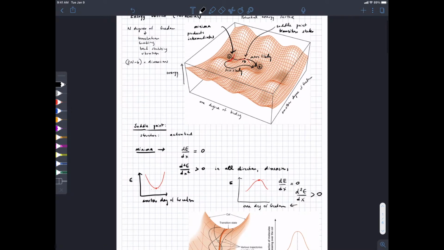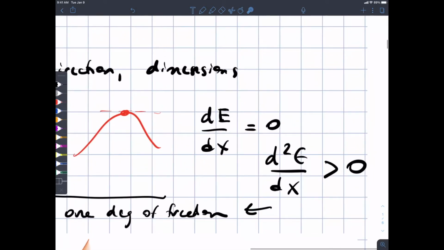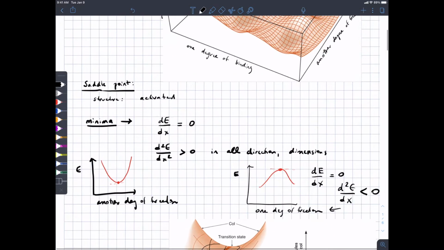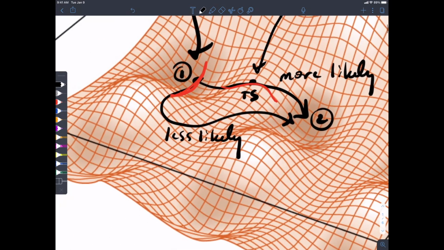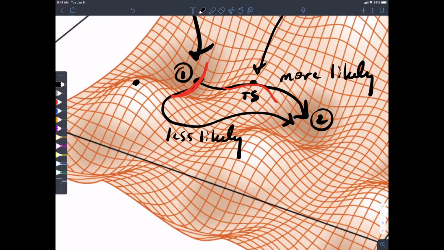Now, we got another problem, right? Because if we define saddle points as being first derivative equals zero, but second derivative is greater than zero, what? Yeah, sorry. Thank you. Is that right? Good. If we define saddle points as having second derivative less than zero, negative, how do we distinguish a saddle point from the peak? Right? Because at the peak, second derivative is less than zero in all possible directions. Okay?